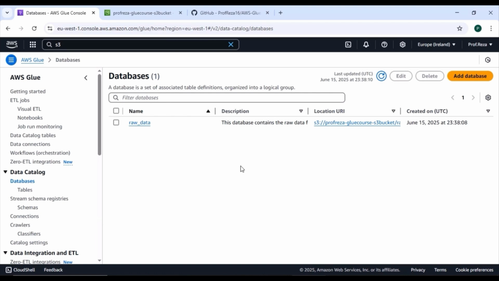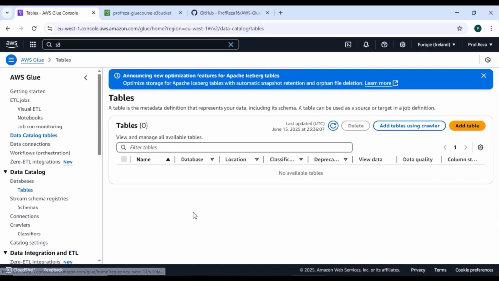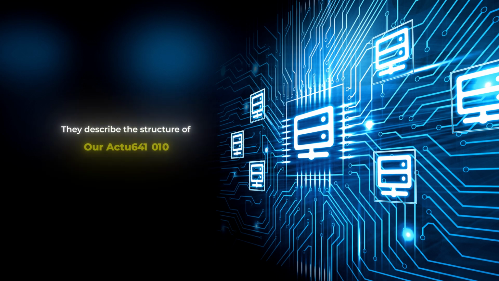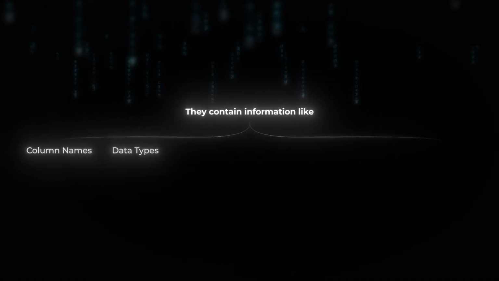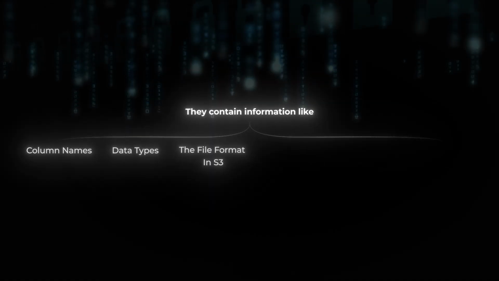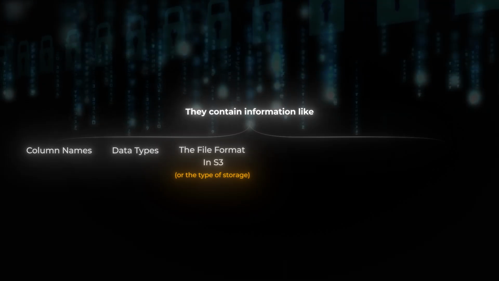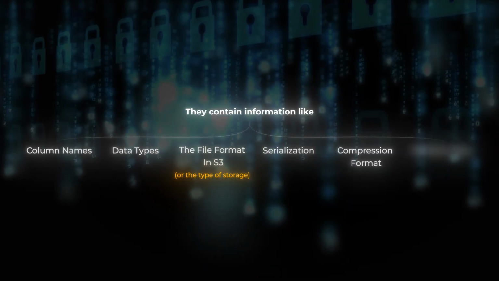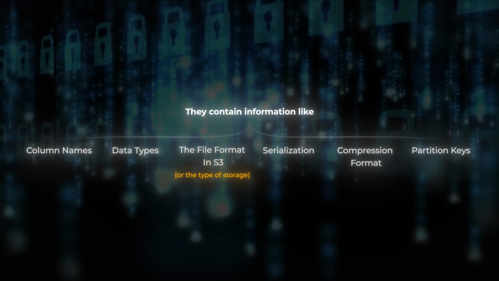All right, now that we created our database, let's talk about tables. And yes, you guessed right. Tables in AWS Glue are metadata tables. They describe the structure of our actual data. They contain information like column names, data types, the file format in S3, or the type of storage, serialization, compression format if we have it, and partition keys if we partitioned it.